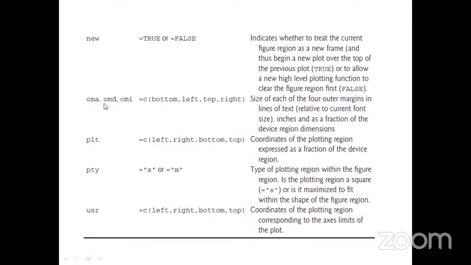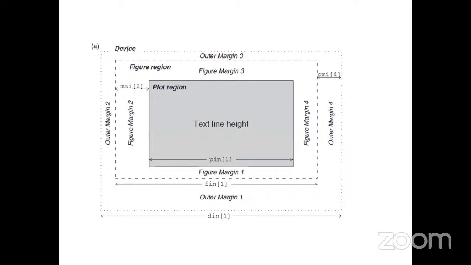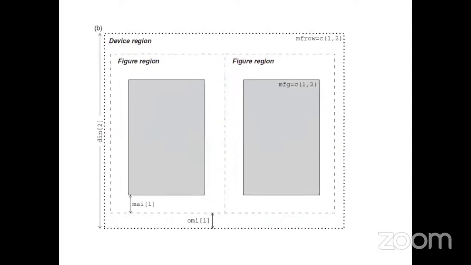Then you have OMA, OMD and OMI. As I told, these are the 4 outer margins in lines of text: bottom, left, top and right. PLT is the coordinates of the plotting region. PTY is the plotting region within the figure region. And USR is the coordinates of the plotting region corresponding to the axis limits of the plot. Most of them are given in these two figures.